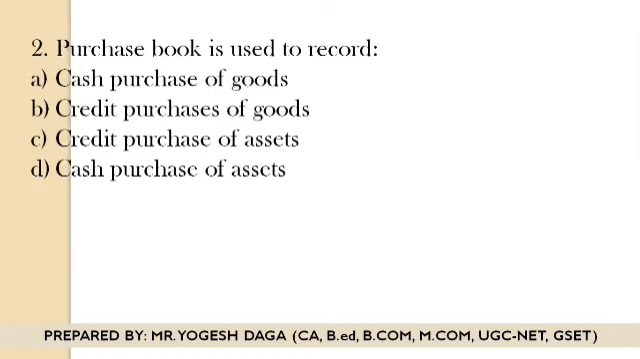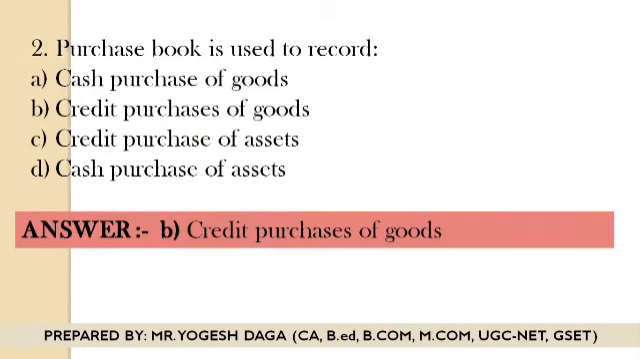because if it is on a cash basis, then it will be recorded in our cash book, and if it is on a credit basis, then it will be recorded in the purchase book. So from these four options, the correct option is the B option. Why? Because credit purchase of goods is always recorded in the purchase book. Okay, so next question on the screen.